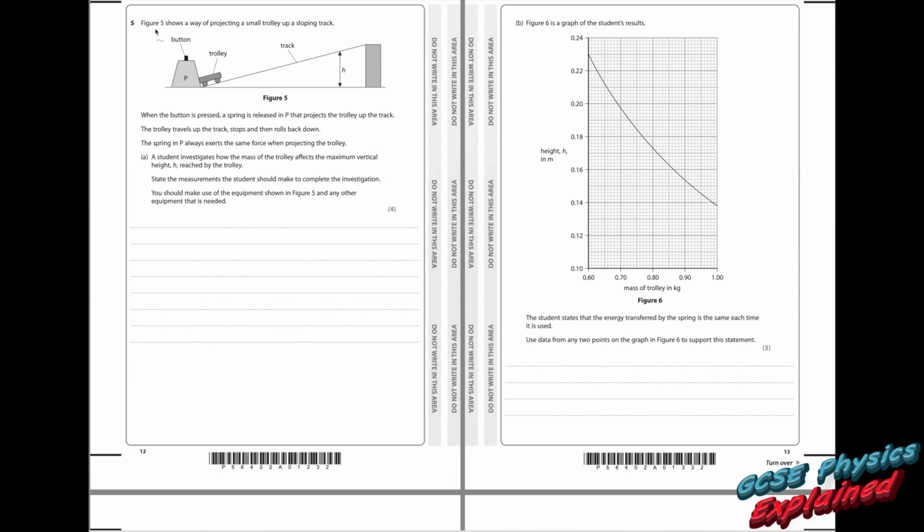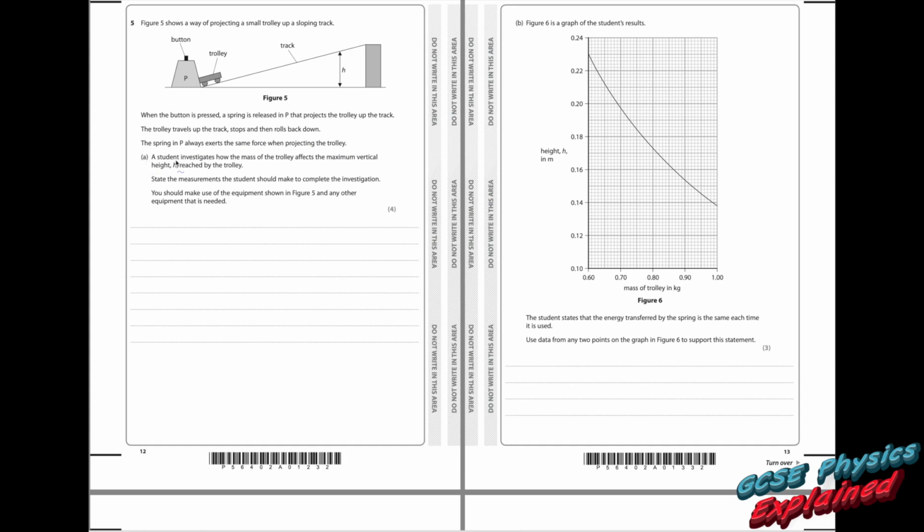Question 5. Figure 5 shows a way of projecting a small trolley up a sloping track. When the button is pressed, a spring is released in P that projects the trolley up the track. The trolley travels up the track, stops, and then rolls back down. The spring in P always exerts the same force when projecting the trolley.